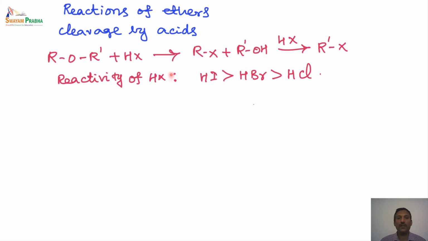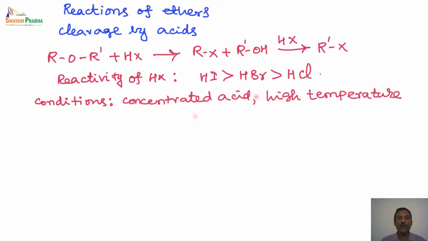The reactivity of HX is shown here. Hydriodic acid reacts much faster than hydrobromic acid, which reacts much faster than hydrochloric acid. So the conditions employed for the cleavage of ethers are concentrated acids, and high temperatures are employed for the cleavage of ethers. Basically, the ether group is a good protecting group for alcohols.